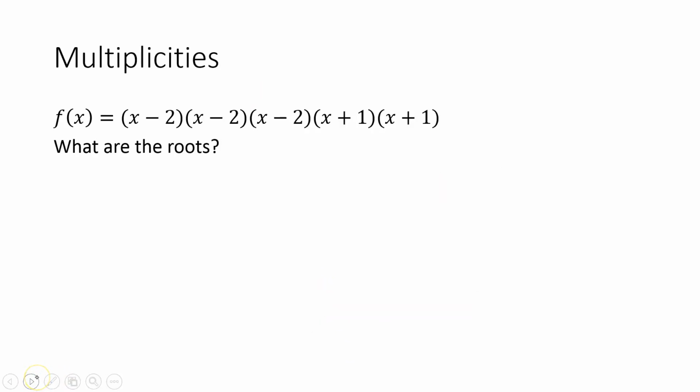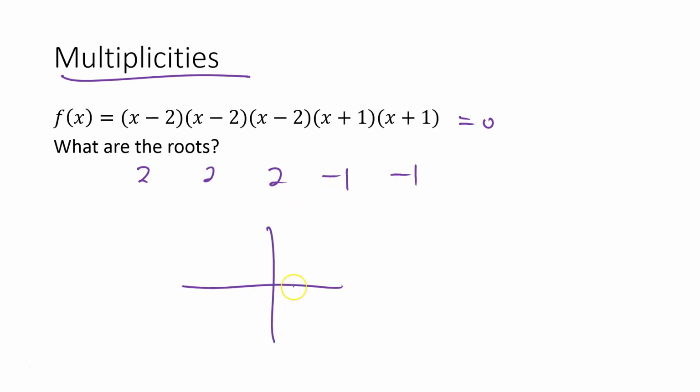Now, sometimes it's a little bit more complex. So what are the roots of this guy? If we set this equal to 0, what are the zeros going to be? Well, it looks like 2, 2, and 2, and -1, and -1. So we have these roots coming multiple times. That's why they're called multiplicities. It's like we have 2 as a root 3 times, and -1 as a root twice.